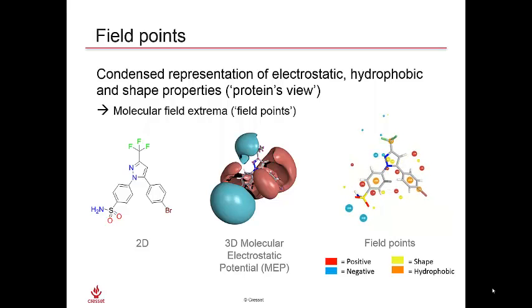The presence of a field point suggests that this is an area of the ligand which may form a favorable interaction with a protein receptor. It is noteworthy to say that just because a field point does not appear, it doesn't mean that there's no field at that point. It's simply that the field is not at a maximum value.